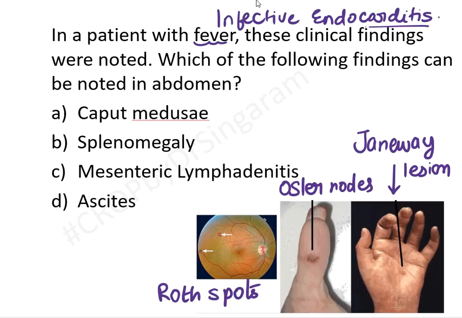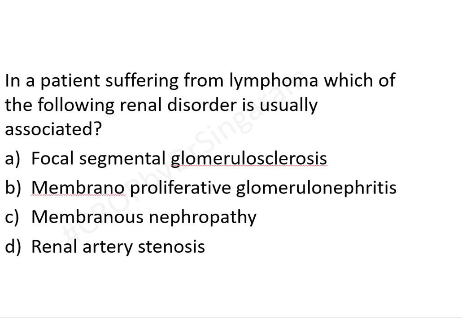Very important. Now the question is very simple. In a patient with infective endocarditis, what other finding can be noted in the abdomen? In fact, this is one of the common clinical findings we always note when a patient has fever along with heart disease. What is that? Yes, it is splenomegaly, the answer for this particular question. That is one of the common clinical findings we get in infective endocarditis. Let's move on to the next question.